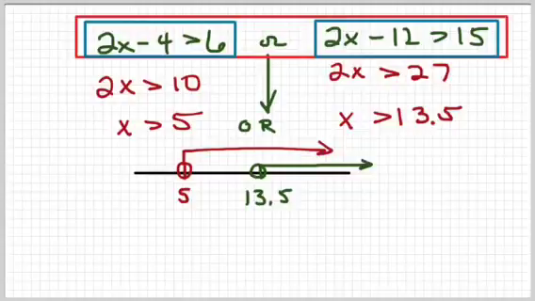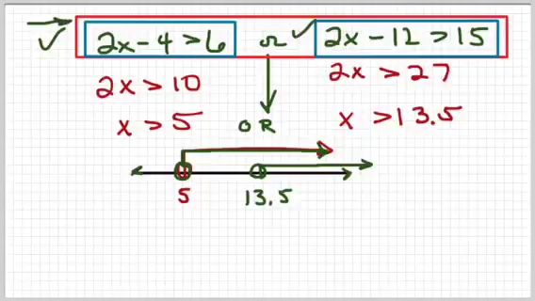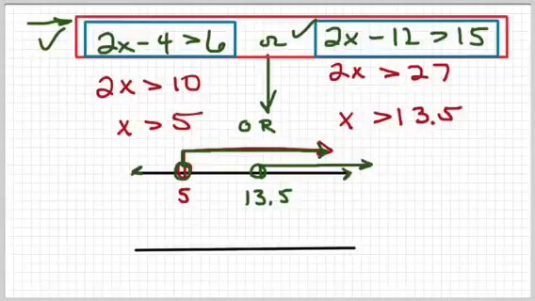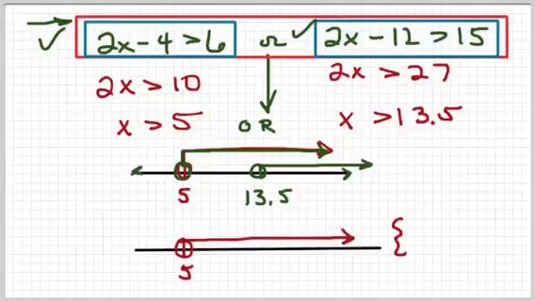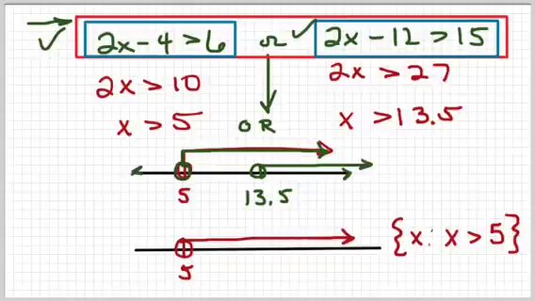So if we look at the graph, what we're going to notice is that everybody to the right of 5 makes one of the statements above true. From 5 to 13.5, the one on the left is true, and the one on the right is not. And after 13.5, they're both true. But because it's an OR statement, we only care if one of them is true. And so our simplest solution for this would just be any number greater than 5 makes at least one of our statements true. And we'd put that answer in set notation. We've practiced that in class. And so there's our solution set.